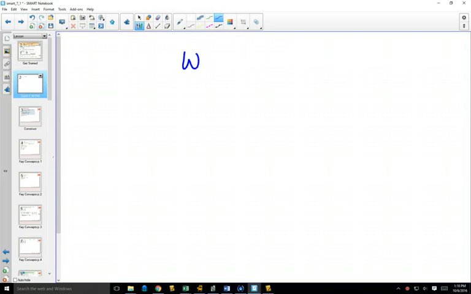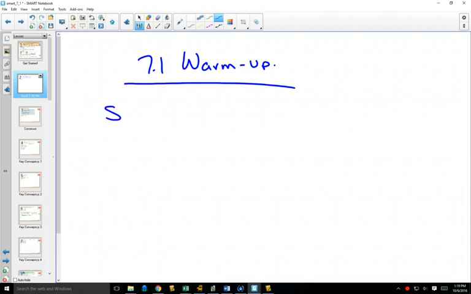So we will title this 7.1, Warm Up. And I think you have some space at the top of page 573. For all of these questions, we're going to solve for theta, where theta is between 0 and 2 pi. These first three questions are calculator questions.